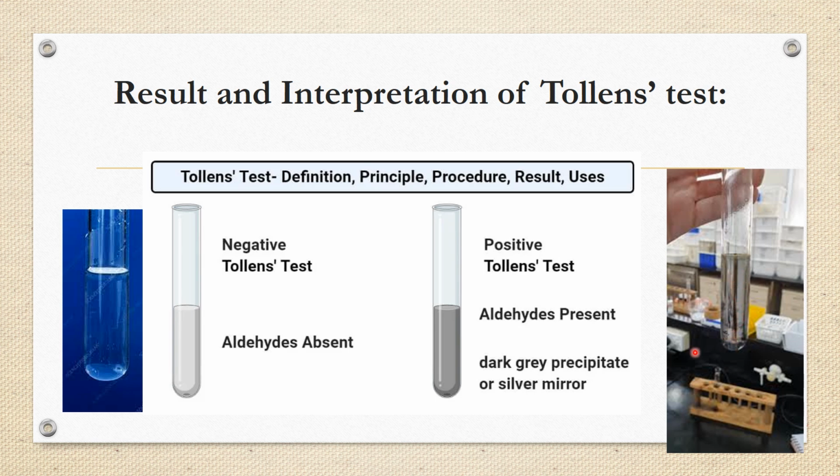The color can be a dark gray precipitate or a silver mirror. Both are a positive result for Tollen's test. If it is without color like this one, with no gray color or mirror appearance, that means it is a negative result and there is no aldehyde in this sample, so the aldehyde is absent. So this one is a ketose sugar.